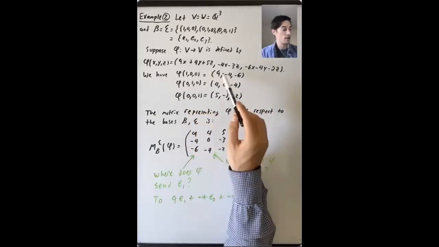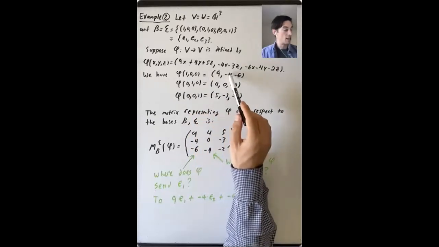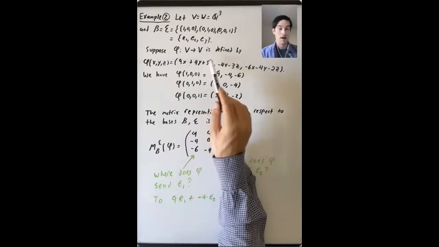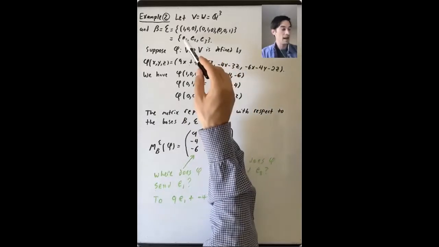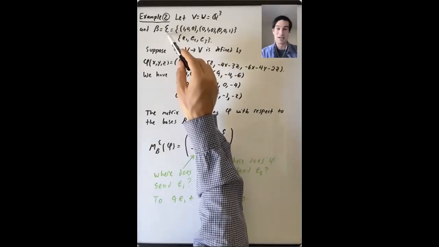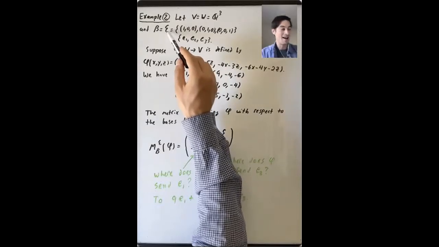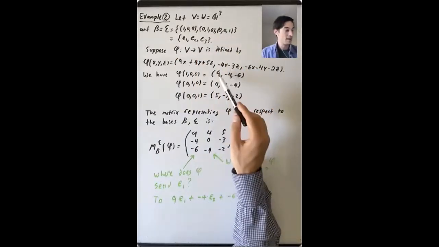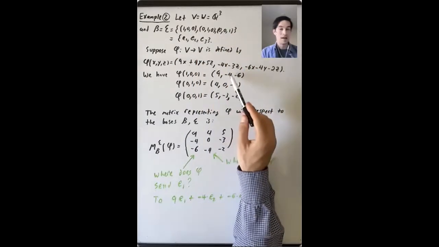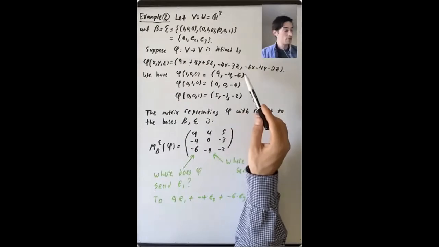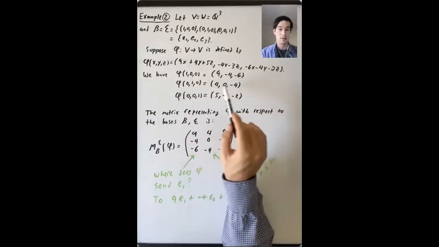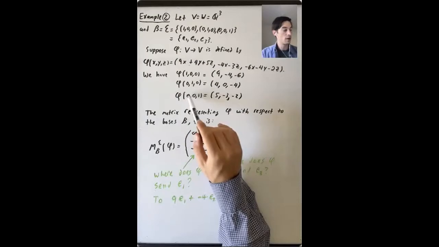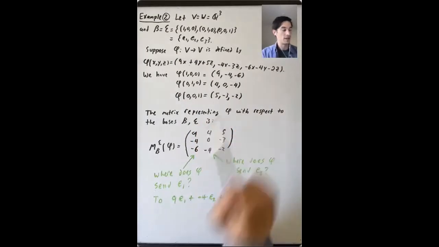Well, it sends the first one to (9, -4, -6), by which I really mean that's the vector it sends it to. And expressed as a linear combination of the standard basis vectors, it's 9e1 plus negative 4e2 plus negative 6e3. Where does it send the second standard basis vector? (4, 0, -4). The third, (5, -3, -2).